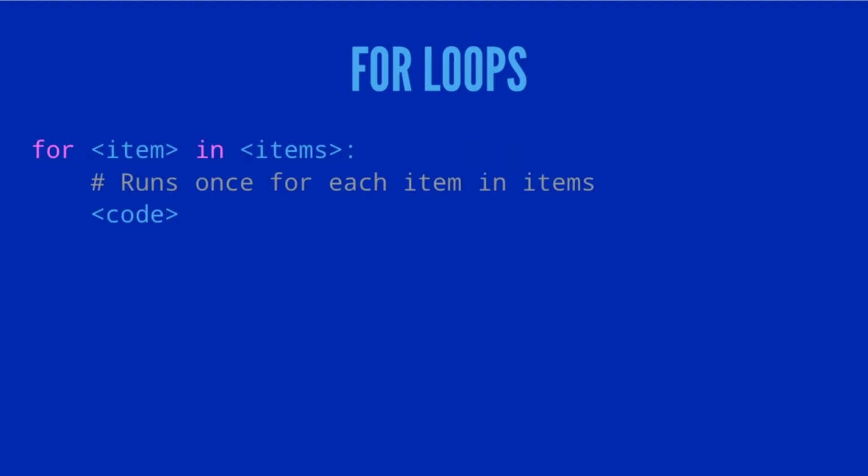So here is your syntax. You do for the name of your item in items, so that could be your list, and then your code. So I've asked to print out the item, but you can do other things. Whatever code you want executed for as many item in items, you can do.